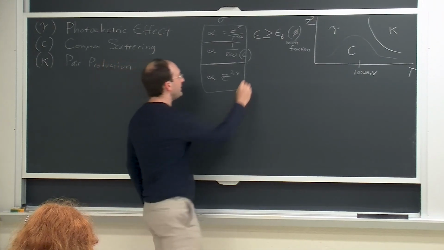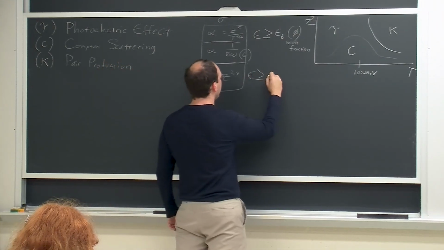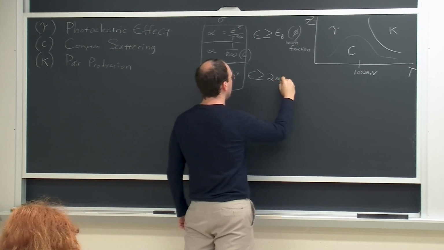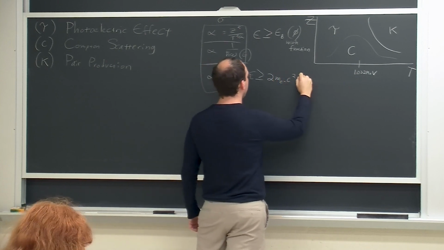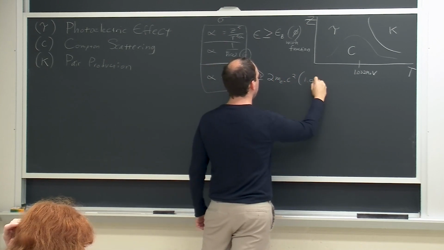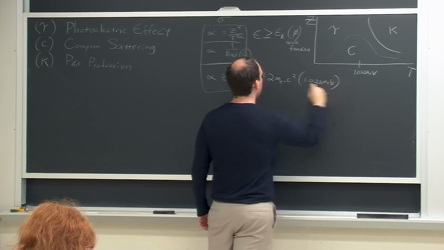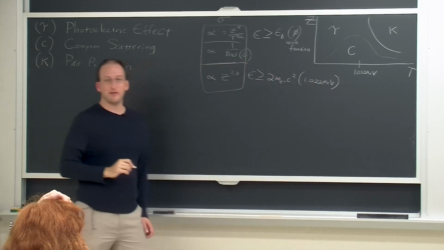And for this one, we said the energy here has to be greater than or equal to 2 times the rest mass of the electron c squared, better known as 1.022 MeV. Is there a minimum energy for Compton scattering?